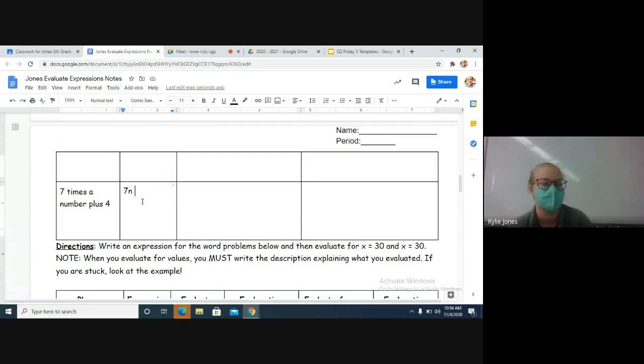And then it has us doing plus 4. That one's pretty self-explanatory. What am I going to add here? Plus 4. An addition sign, 4. 7 times a number, so 7n plus 4.